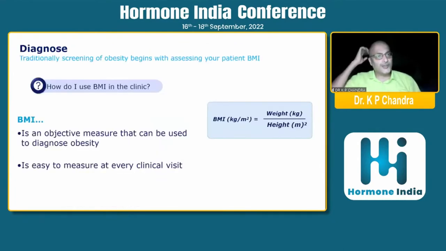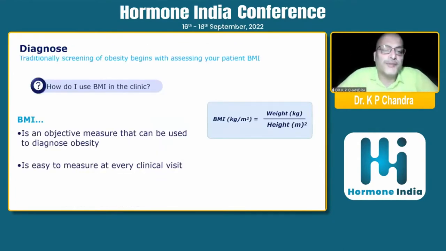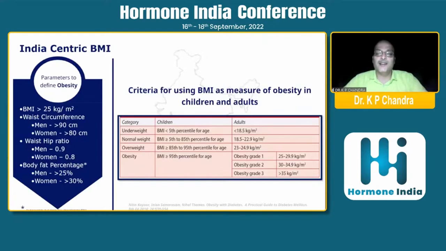So when you start with diagnosis, in most of the OPD management tools that we are using, we are measuring BMI in almost all of the patients who come. So measuring weight and height, weight by height meter square gives us the BMI, and this has been traditionally used. I would say this is the first screening method of obesity when a patient comes to us, and that is BMI. This is an objective measure that can be used to diagnose obesity, and it is easy to measure at every clinic.